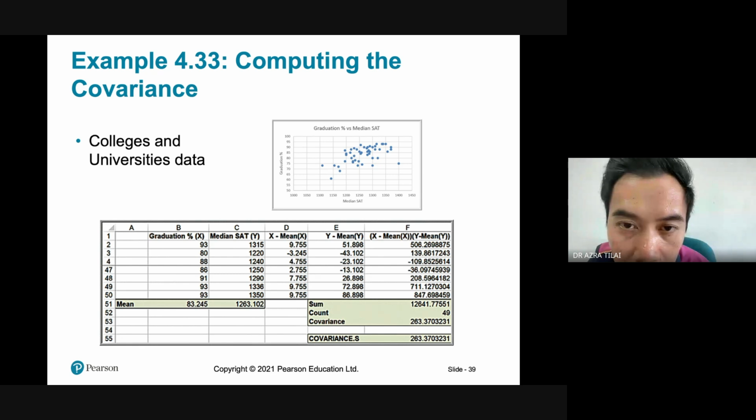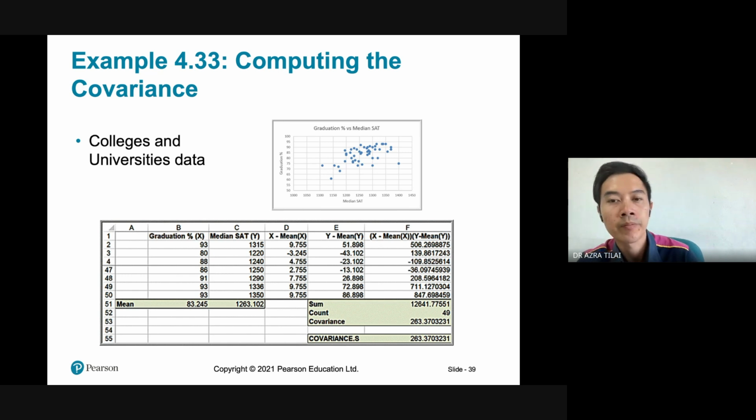95% of graduates, around 75 to 95% of graduates, will achieve a median SAT between 1200 to 1350. Okay, so this is just a mental picture.